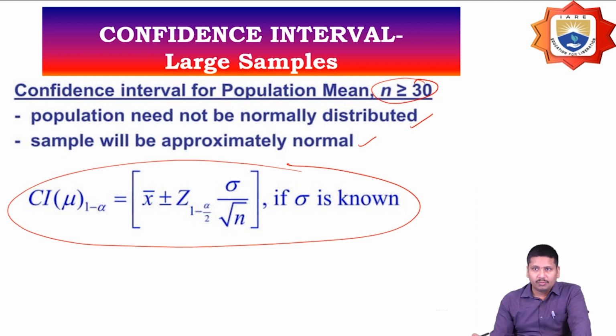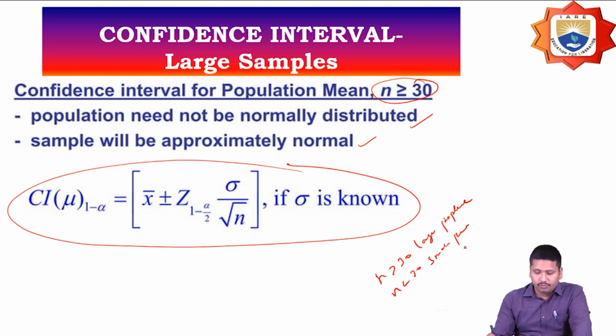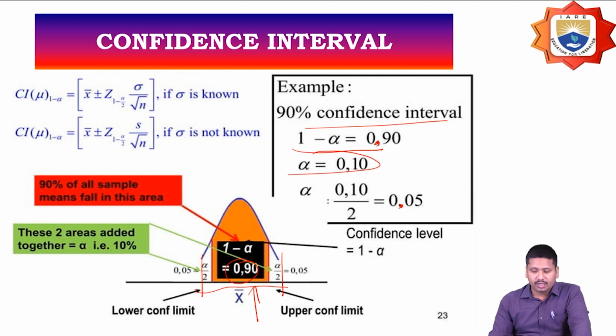Now there are two types of cases. Where n is greater than 30, that is the larger population. If n is less than 30, that is the small population. For the larger population, if we know the sigma value, this is the equation for the confidence interval. Suppose this is the example. Using the alpha value I discussed, I can calculate the lower confidence and upper confidence values, the region in between.